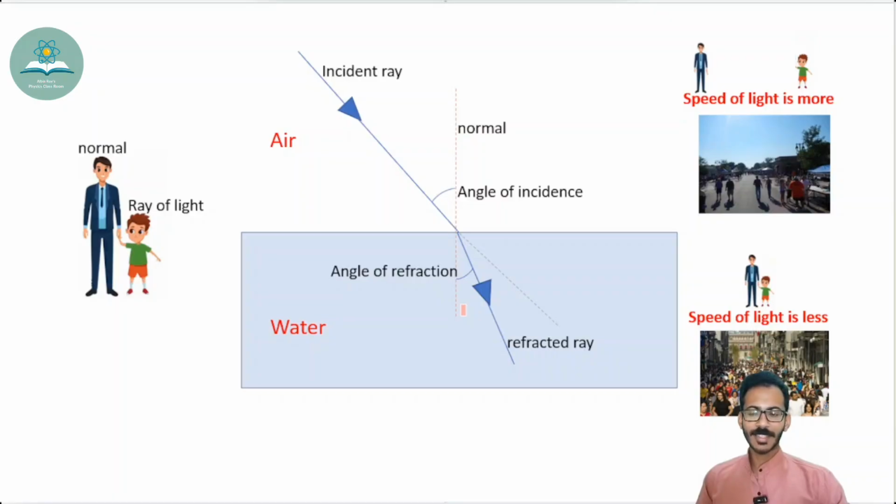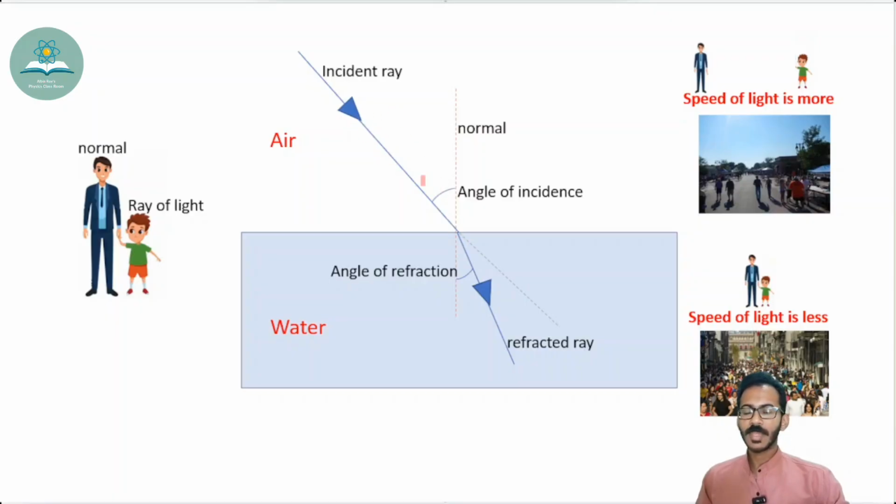Just think of it like this. When an incident ray comes and hits an optically denser medium, it will go near to the normal. Suppose the opposite happens. The ray of light comes through an optically denser medium, it will already be near to the normal, and when it comes towards an optically rarer medium, instead of moving in a line like this, it will move away from the normal.